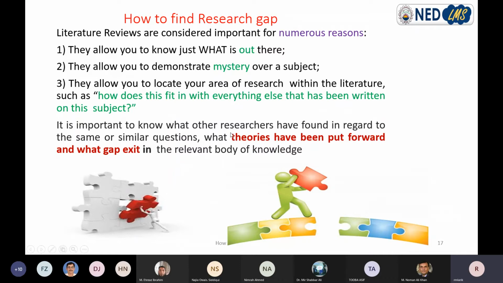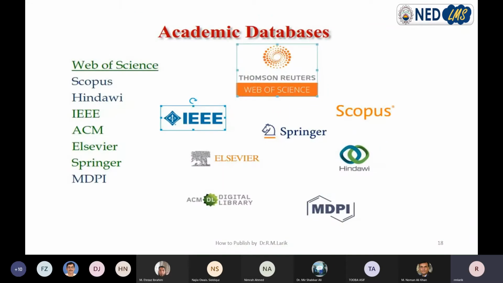And you research your literature in all possible ways. Meaning, if your field is a particular field, then concerned with your area, you have to read all the papers very well, and you need to understand those papers. And finally you will get your gap, and when you find the gap, you are able to publish in high impact journals. So these are the academic databases, that is IEEE, Scopus, Springer, Hindawi, Elsevier, and MDPI.